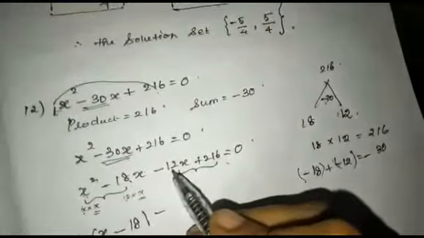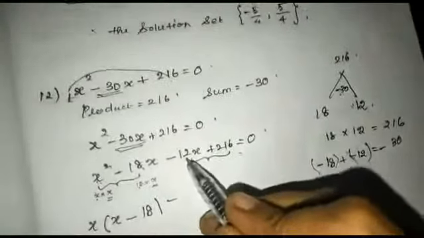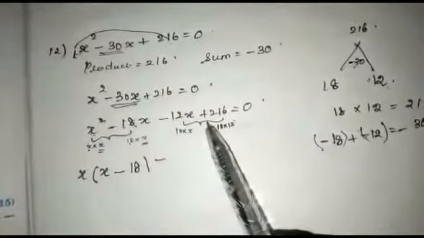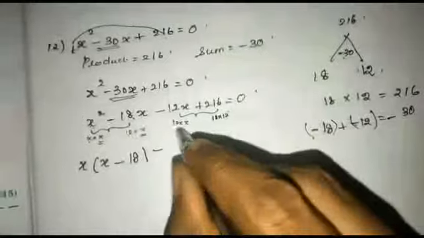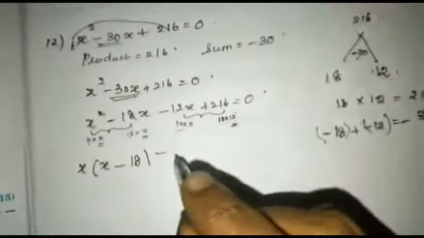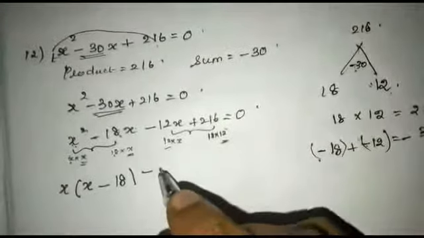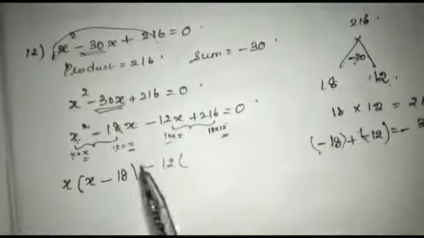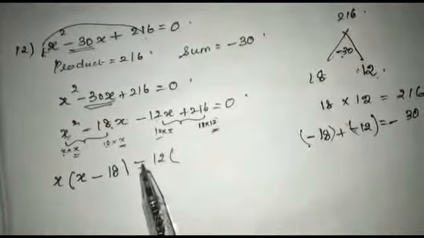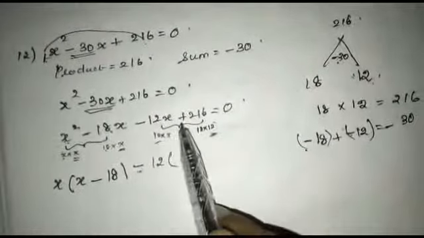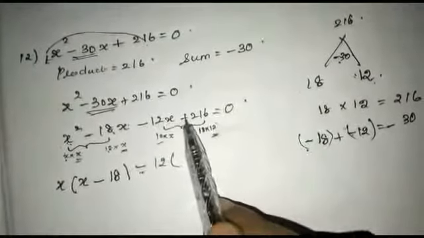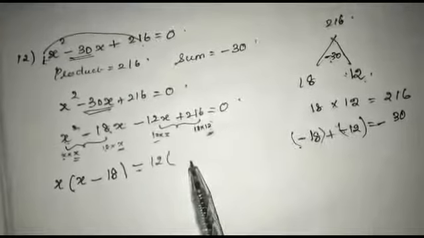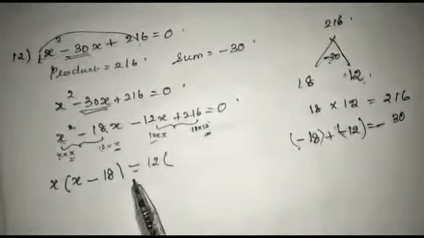Similarly, here it is 12x. So here 12 is common, and here also 18 into 12. Now we have both 12 common, right? So you can take 12 commonly outside. And why I have taken minus outside now? If you take minus outside only, you can get the second term as minus. If you get minus here, now this and this will be same. That's why I have taken the minus symbol outside.